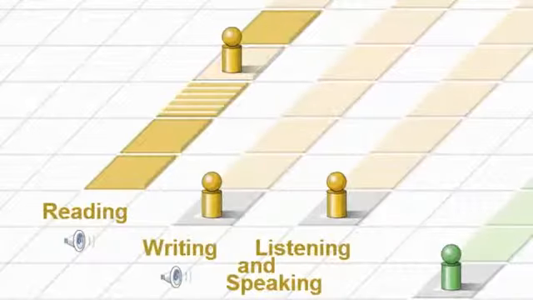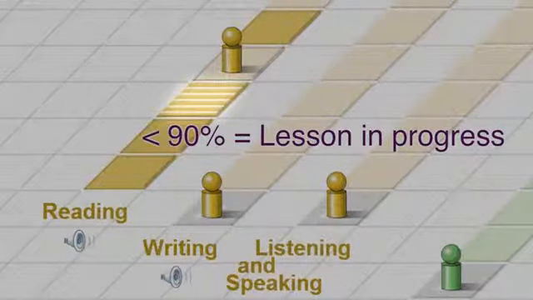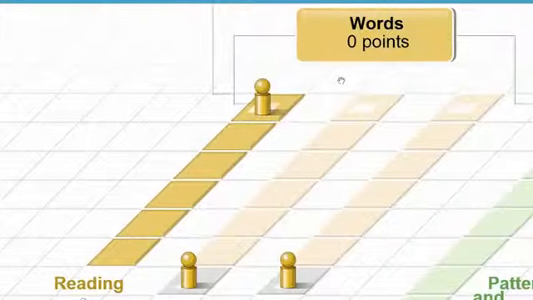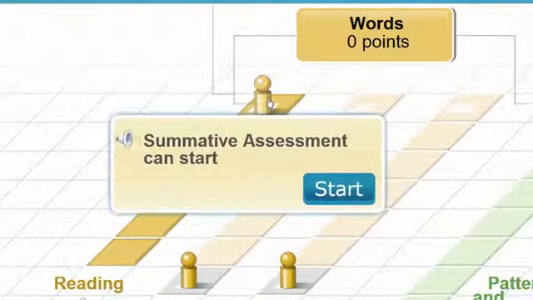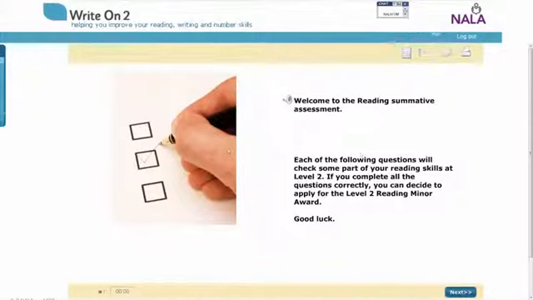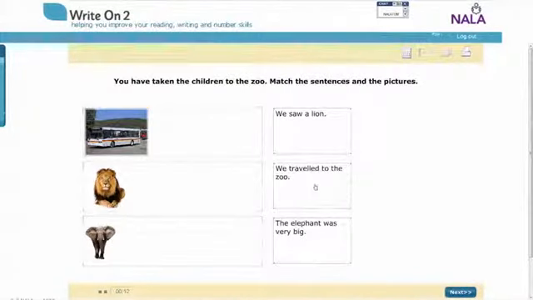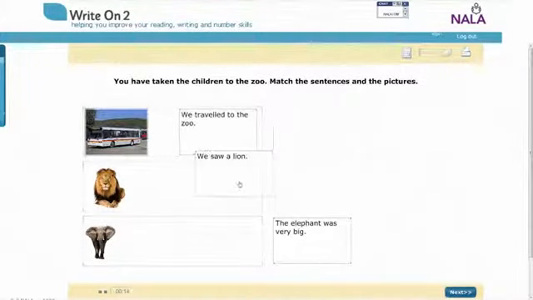If you don't get 90% in a lesson, the square for that lesson is shown striped, which means you haven't completed the lesson. Remember, you need to get all of the squares filled in before the final square at the top of each path becomes available. This final square allows you to do your summative assessment, which shows us what you have learned from the lessons. You need to get 100% on every question to pass the summative assessment.